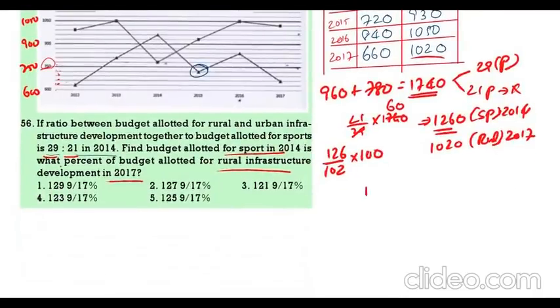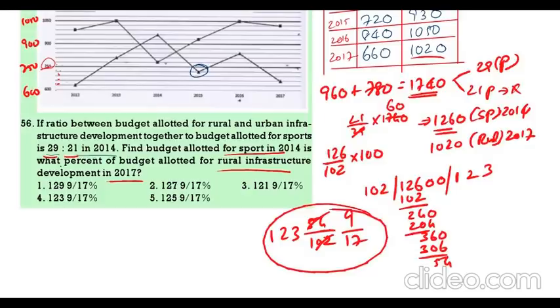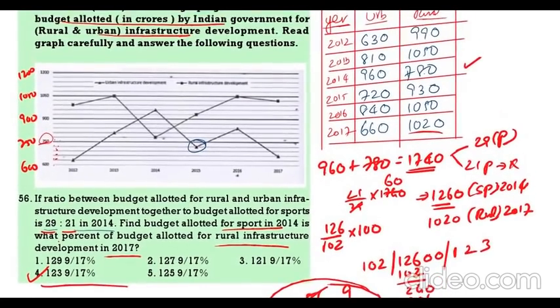Now 102 once 102, then we get 240, 2 times 204, then 360, 3 times 306, 54. So 123 54 by 102. 54 by 102 we can simplify with 6 9s 6 17s. So 123 9 by 17 is the correct answer. Option 4 is the correct answer. Then see the next question.